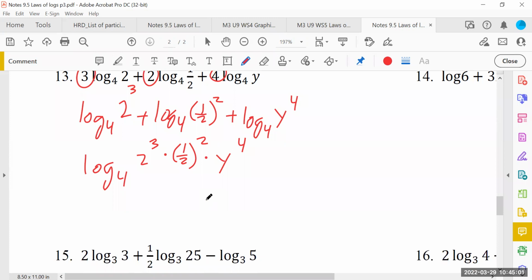And I can simplify this. I could do literally 2 times 2 times 2 times 1/2 times 1/2. Or I could say, okay, it's 8 times 1/4. Or I could write it as 2 times 2 times 2 over 2 times 2. However I choose to do this, is everybody clear that it's going to reduce? 8 divided by 4 is just going to be 2y to the 4th. So log base 4 of 2y to the 4th.